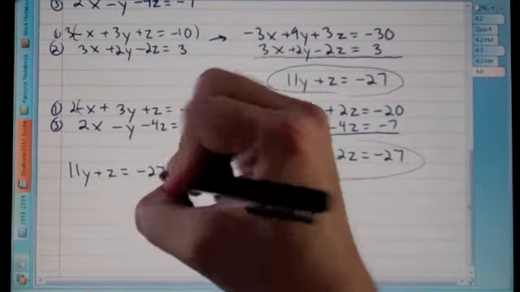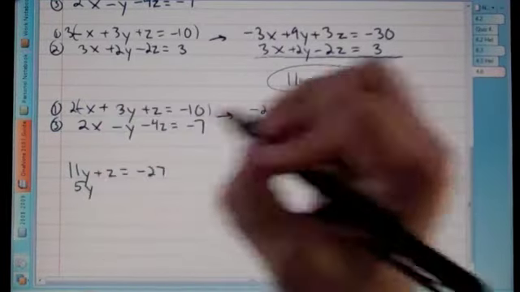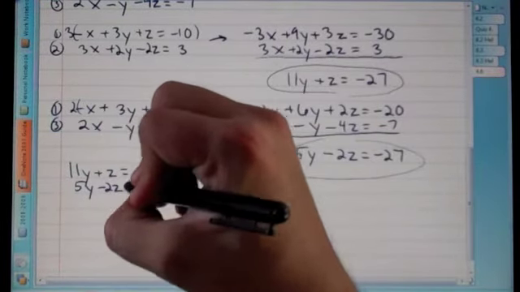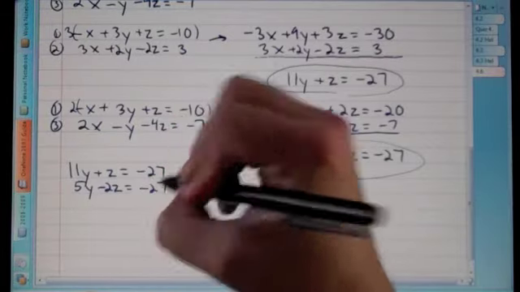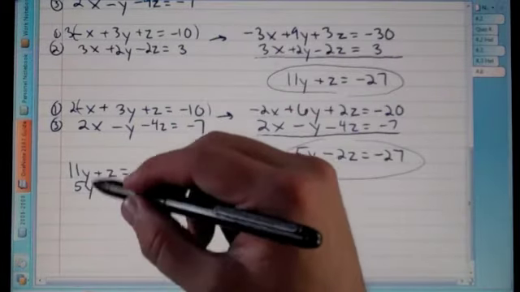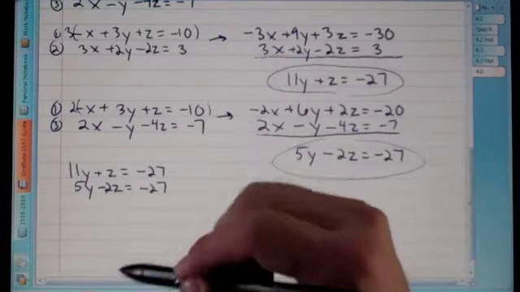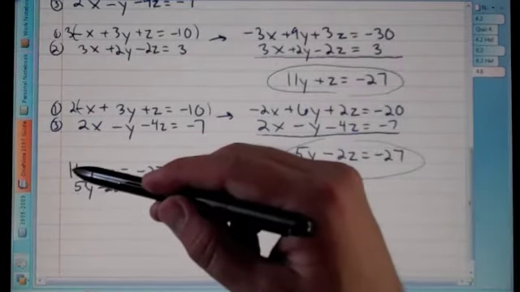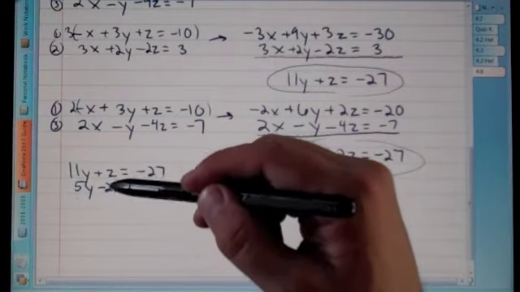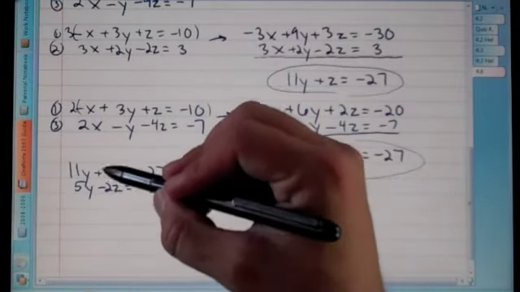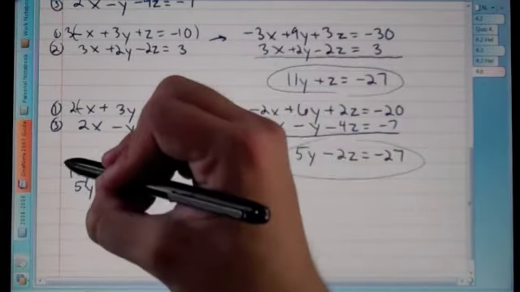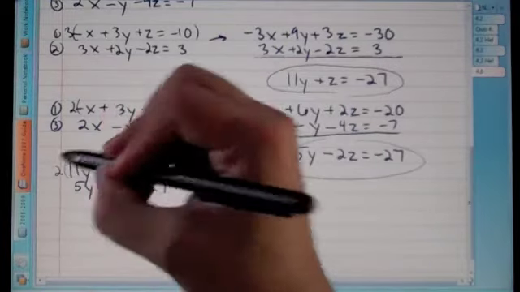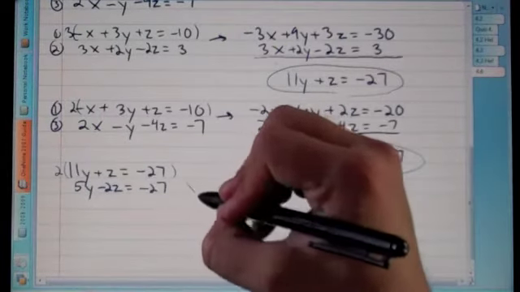Equals negative 27. 5y minus 2z is equal to negative 27. Now we have to do the elimination method here using these two lines. So I look at 11 and 5. Those are kind of a little more difficult numbers to do than 1 and 2. So if I can get this to be a positive 2z, I can eliminate those. So I'm going to come here and multiply this row by 2.